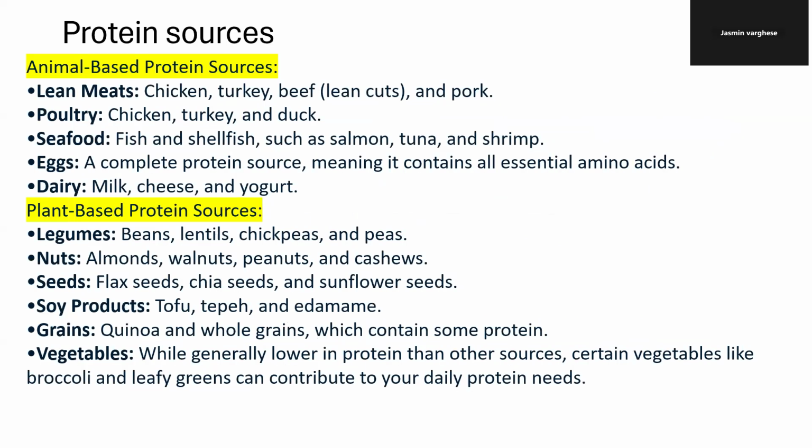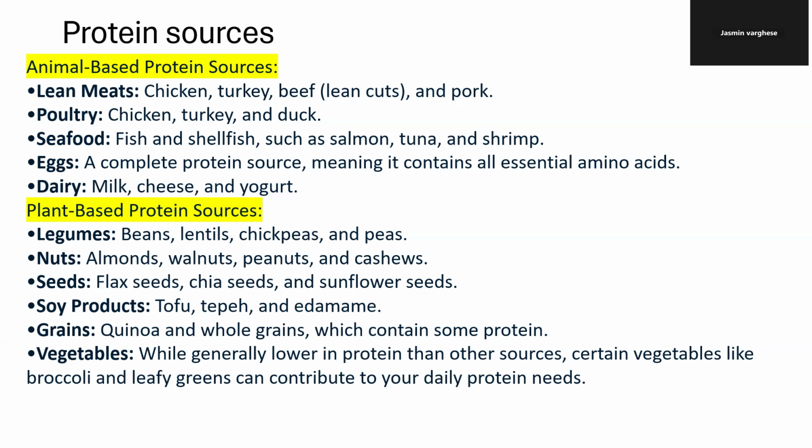Now I'll give you some protein sources. Animal-based protein sources are lean meat, poultry, seafood, egg, and dairy. Plant-based proteins are legumes, nuts, seeds, soy products, grains, and vegetables. In lean meat, you have chicken, turkey, beef, pork, and duck. Seafood includes fish and shellfish, such as salmon, tuna, etc. Eggs, a complete protein source, guys. Then dairy: milk, cheese, and yogurt.